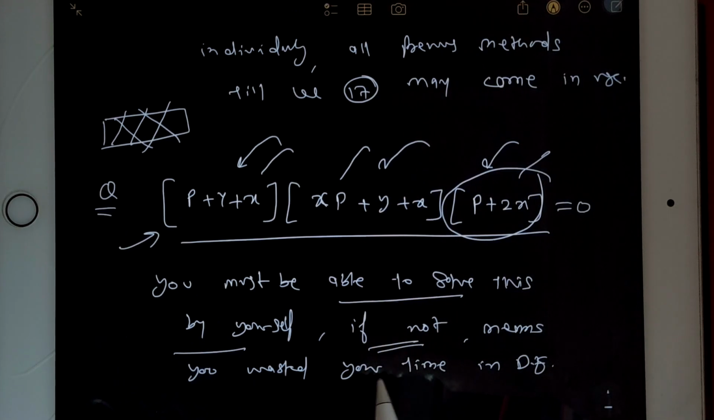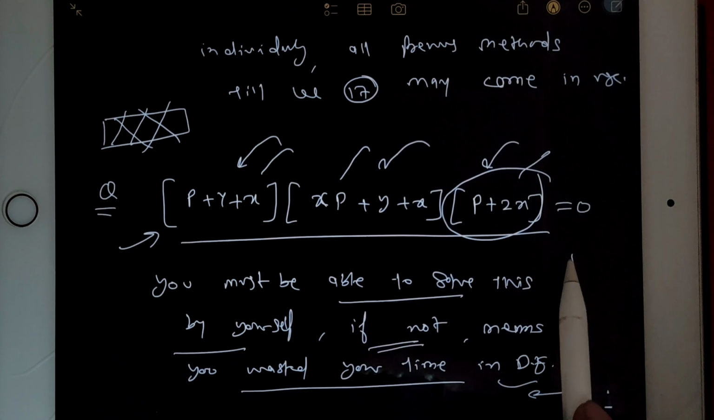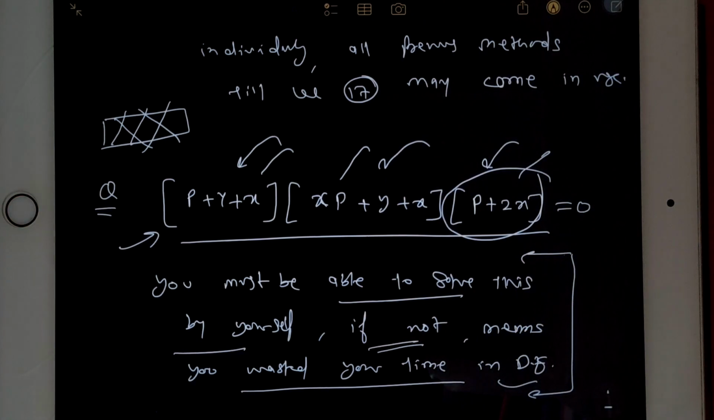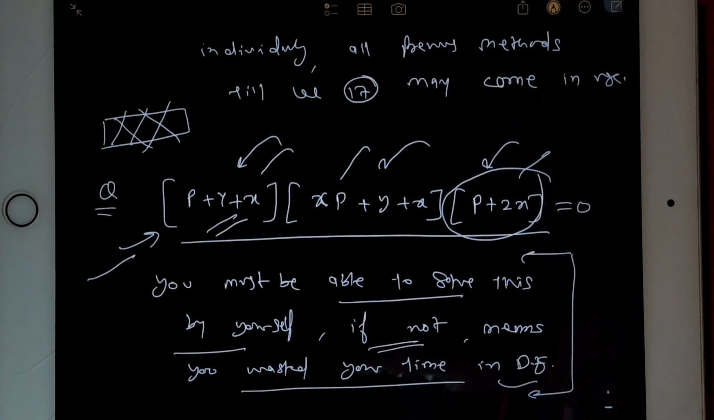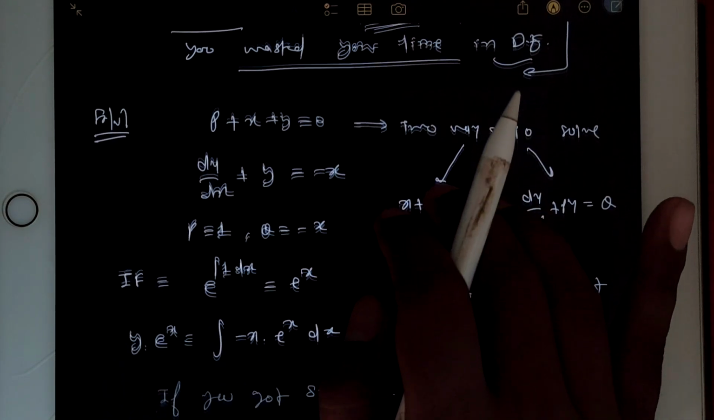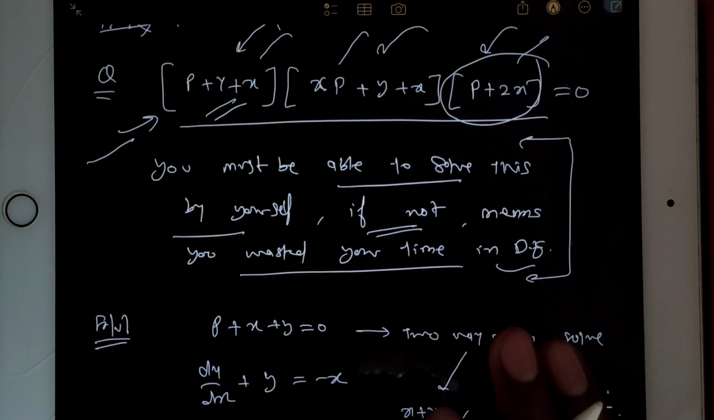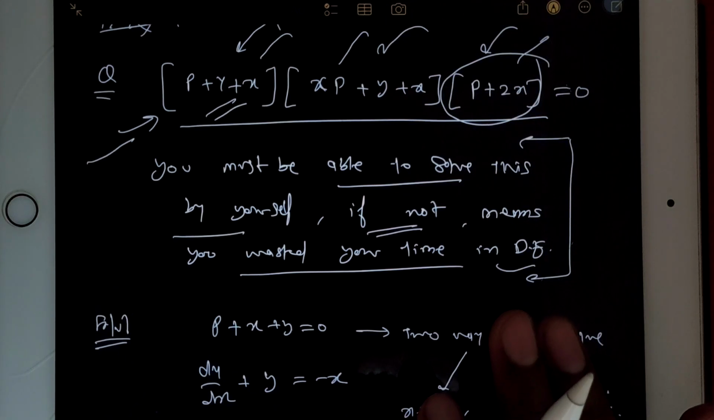If you are not able to solve, it means you are really wasting your time in differential equations. So you may have an idea after revision. When you revise your notes completely, then you will be able to solve this. Then you will say, oh sir, this was a very easy problem. So pause and try by yourself. Keep things in revision now. If you do not keep things in revision now, then when you revise your notebook after forgetting everything, it will be a new journey again.